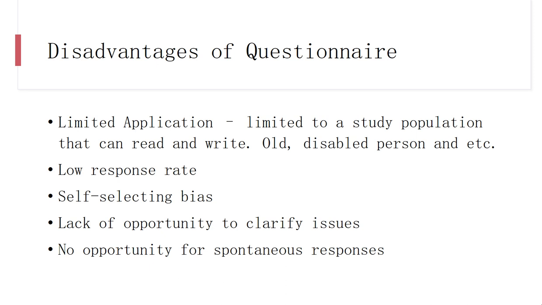So, low response rate. I have seen people who are not interested, because normally questionnaires could run to a few pages. Self-selecting bias: if you're only selecting those who respond personally, it would be reflecting biases. Lack of opportunity to clarify issues: if you don't have the opportunity to read and explain, it is entirely up to their own understanding.